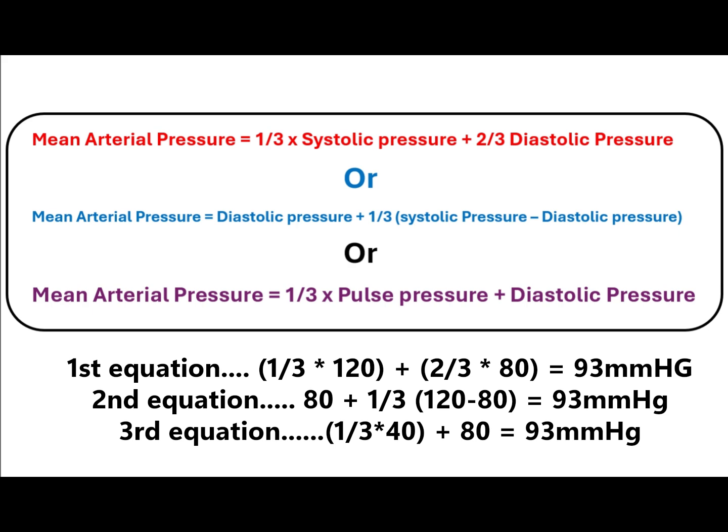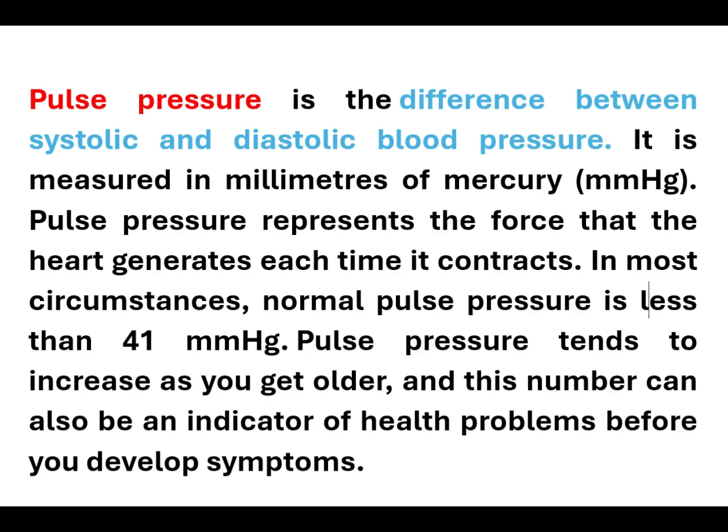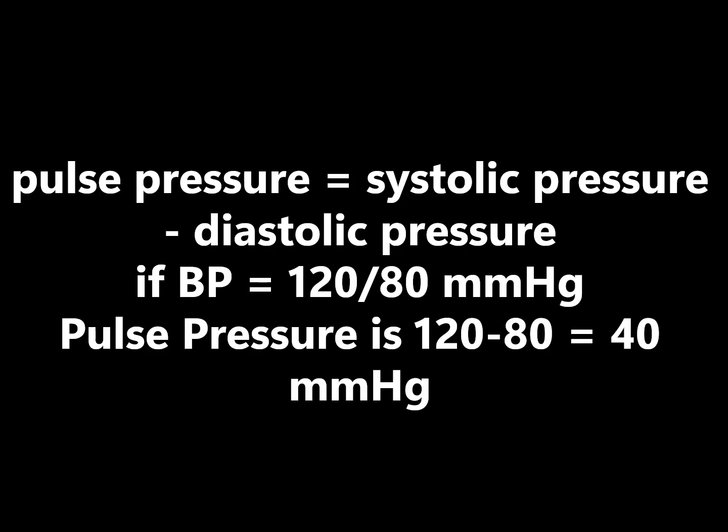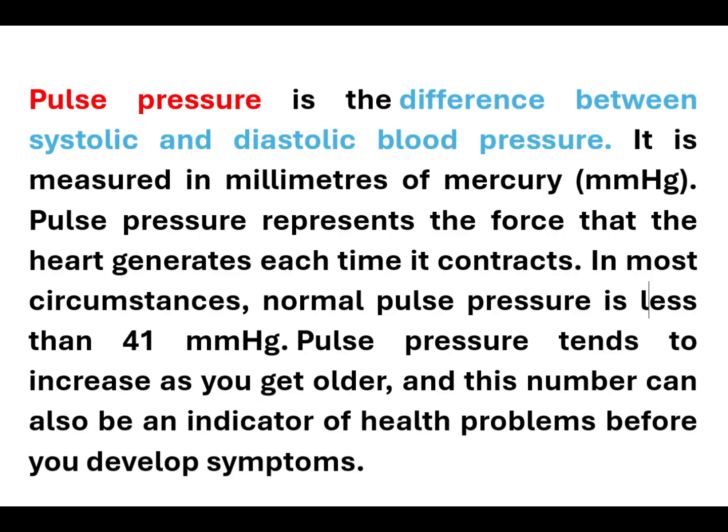Pulse pressure is the difference between systolic and diastolic blood pressure. It is measured in millimeters of mercury. Pulse pressure represents the force that the heart generates each time it contracts. In most circumstances, normal pulse pressure is less than 41 millimeters of mercury. Pulse pressure tends to increase as you get older, and this number can also be an indicator of health problems before you develop symptoms.